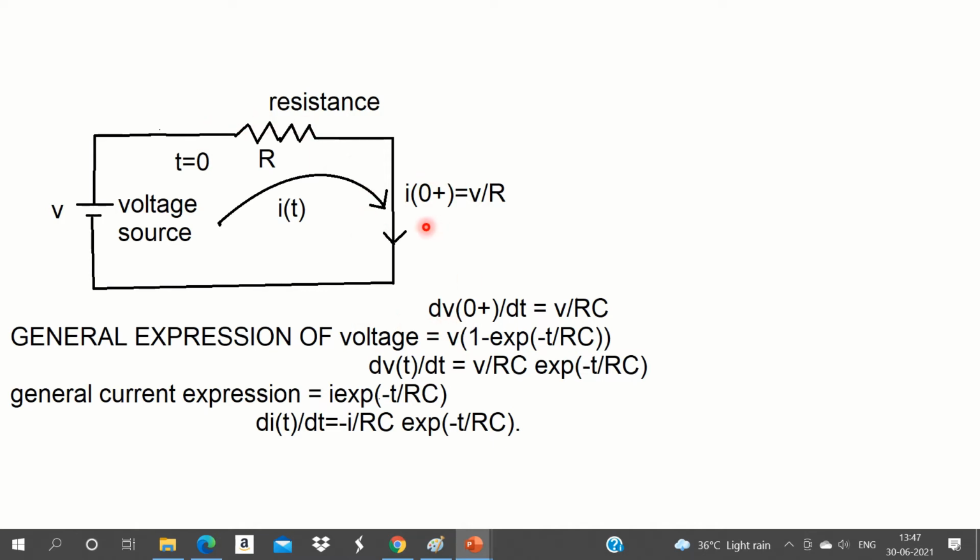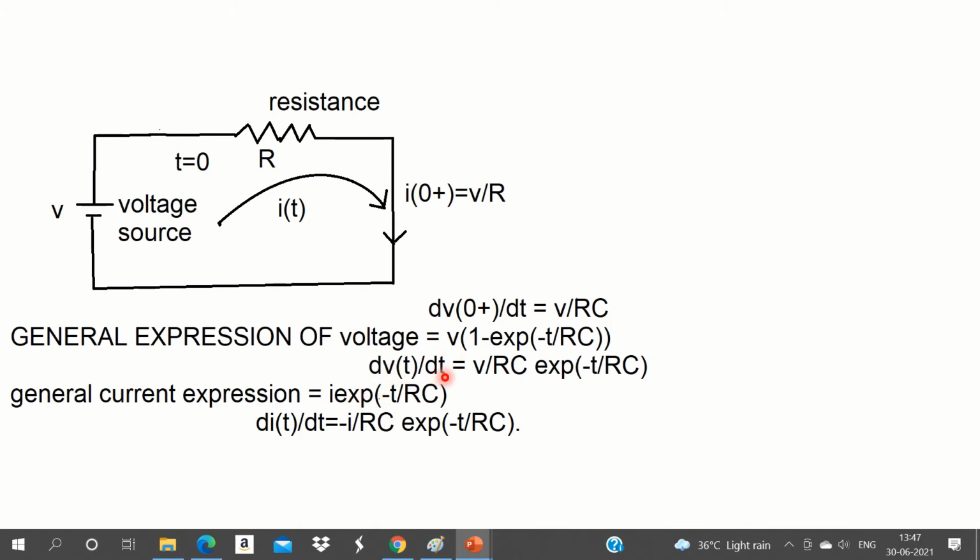The current through the capacitor is C dV by dt. So C dV by dt is equal to V by R, and V by R is the current. So dV by dt at 0 plus instant is V by RC. The general expression of voltage in the RC circuit is V into 1 minus exponential of minus t by RC.